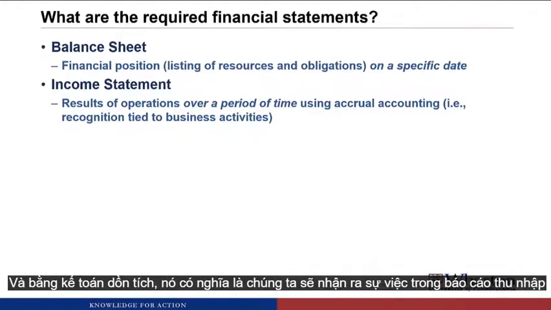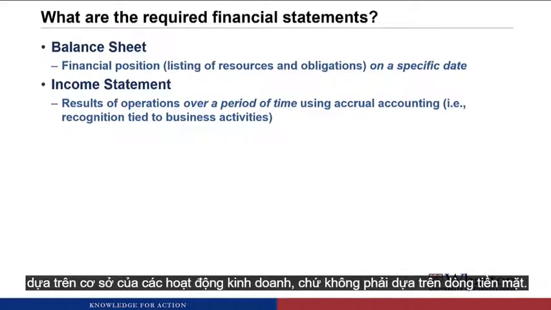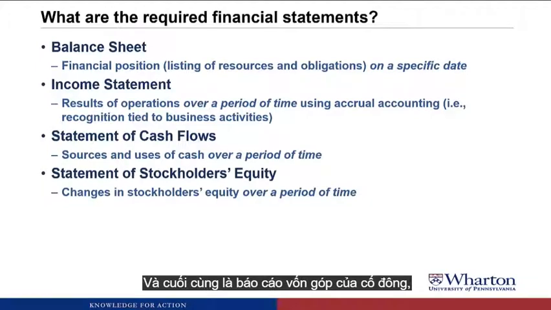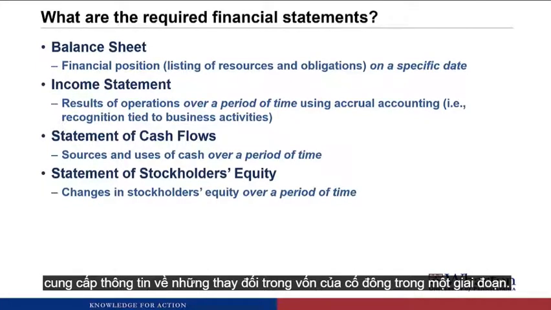And by accrual accounting, it means we're going to recognize things in the income statement based on business activities, not based on cash flows. Because we have a separate statement for cash flows, the statement of cash flows, which will give you all the sources and uses of cash over a period of time. And then finally, there's the statement of stockholders' equity, which provides changes in stockholders' equity over a period of time.